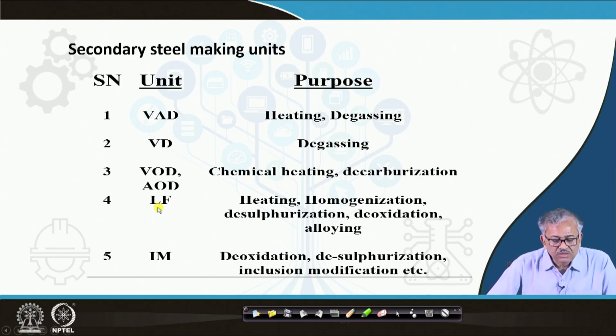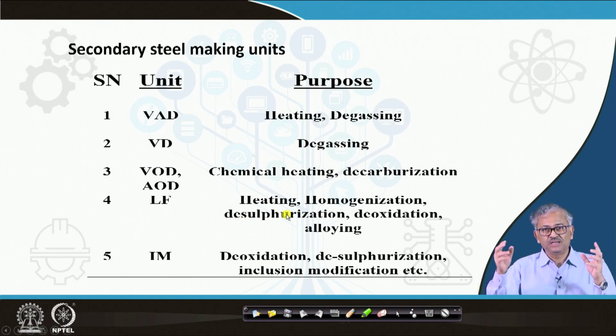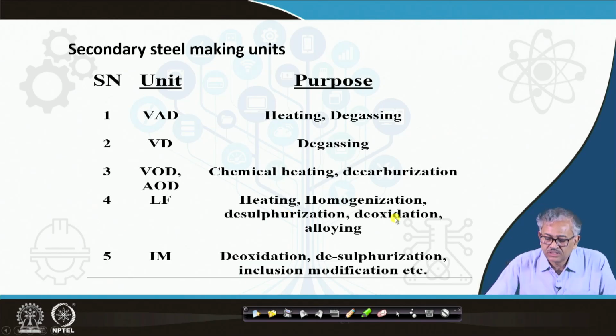So, you can give some chemical heating as well as decarburize the bath. And then you have LFs, this is called the ladle furnace. Here you do the heating and a lot of things. Homogenization by bottom gas stirring, and you can do the desulfurization by making synthetic slag, that is basic and deoxidized reducing slag, which you have to make for desulfurization. You can do the deoxidation and you can do the alloying. So, all the functions can be done in the LF. LF is very versatile.